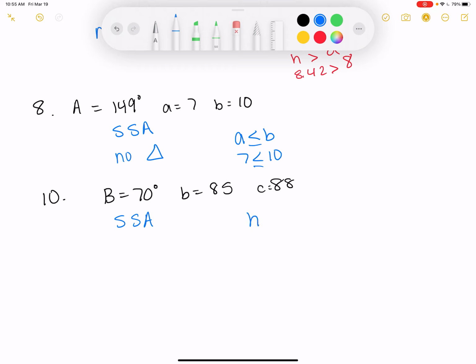This is where b sine A is not going to help you. I know it's going to have to be the sine of B, because that's the only angle I was given. It can't have its buddy. Little b is big B's buddy, so he can't be there, so it's got to be little c. So h is equal to 88 sine of 70, and what is h?